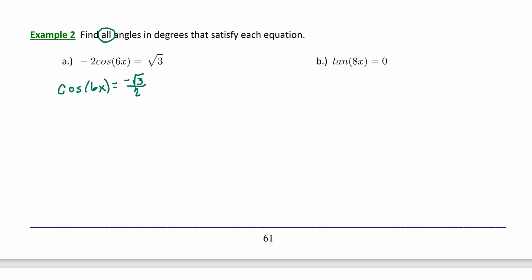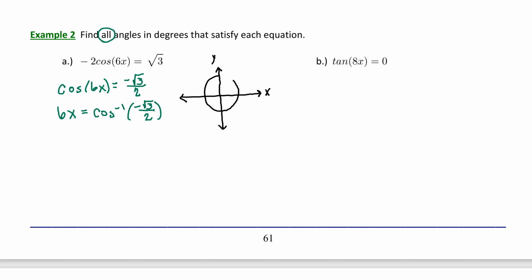Then we're going to isolate the argument by applying inverse cosine to the other side. So we need to evaluate inverse cosine of negative square root of 3 over 2. That is, I want to find all of the angles on the unit circle whose cosine, or x-coordinate, is equal to negative square root of 3 over 2. Recall that the range of inverse cosine is 0 to 180 degrees if I'm working in degrees, and cosine is going to be negative in quadrant 2.